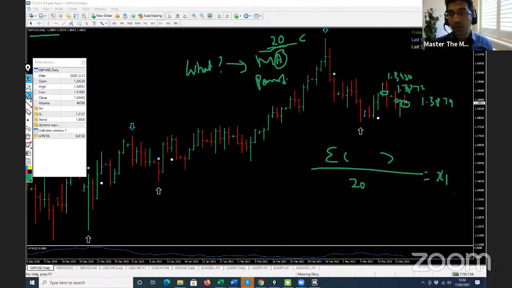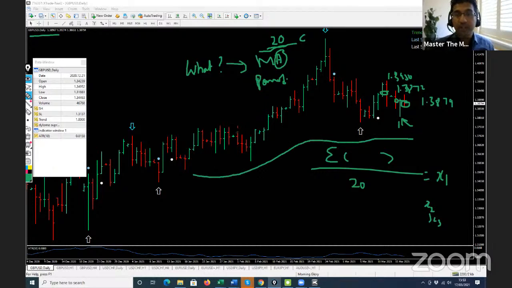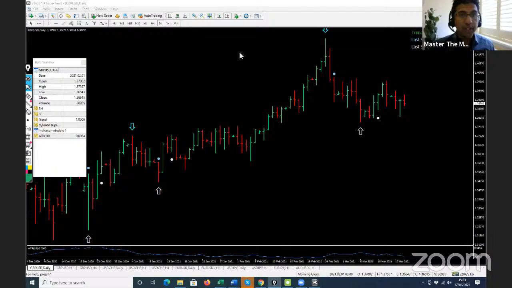That's x1. Then you do it again, starting from yesterday. This is bar number one. Then you count 20 days back, and you get x2, and so on, x3. After that, the moving average will plot all of this as a line, and that's what is called the moving average. Let me show that to you right now.